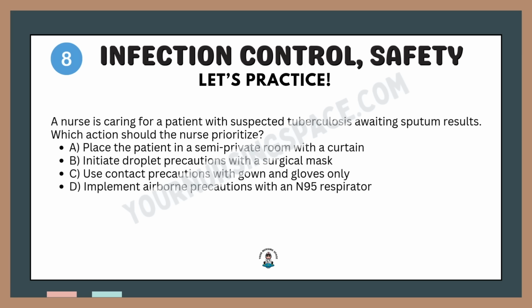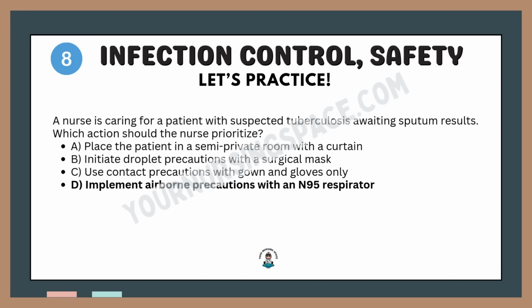Let's wrap up with some questions. A nurse is caring for a patient with suspected tuberculosis awaiting sputum results. Which action should the nurse prioritize? A. Place the patient in a semi-private room with a curtain. B. Initiate droplet precautions with a surgical mask. C. Use contact precautions with gown and gloves only. D. Implement airborne precautions with an N95 respirator.